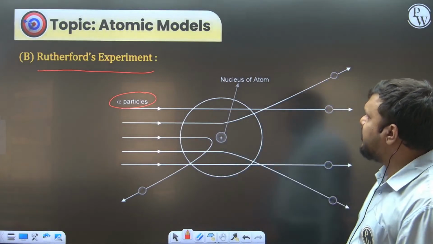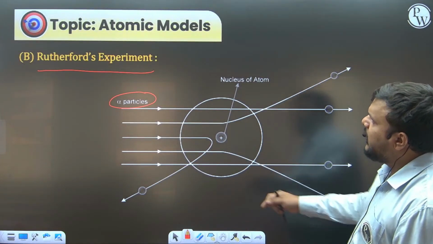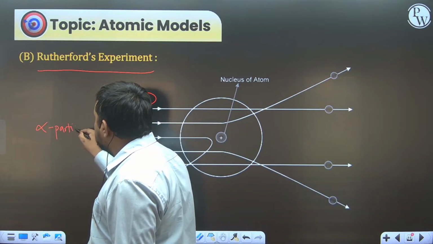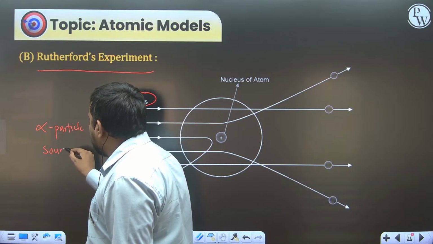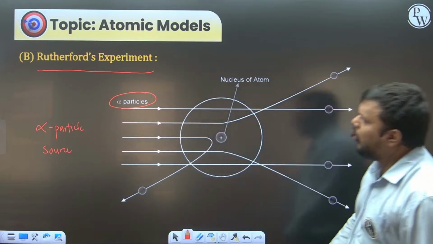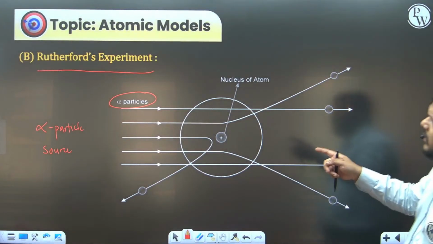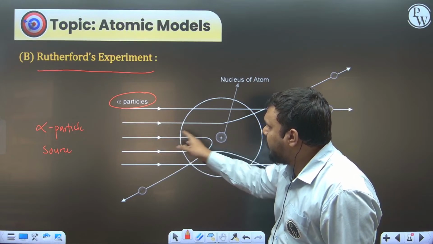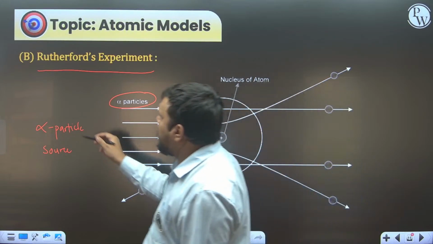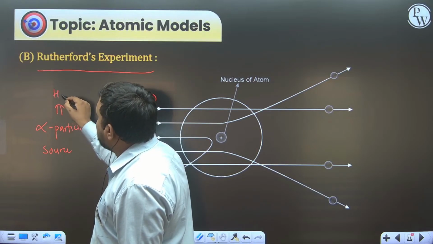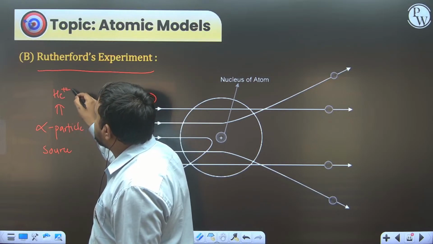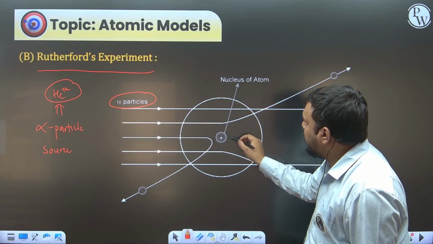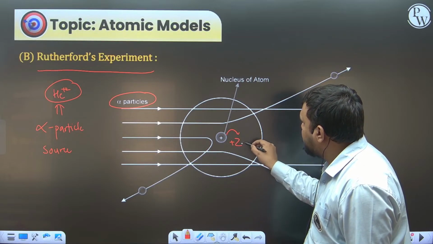And what were the observations we are going to see over here? He had an alpha particle source over here, and he bombarded alpha particles on the thin gold foil, and you can see what happened. In 20,000, one alpha particle got rebounded. See why this happened? Because an alpha particle is nothing but a helium plus 2 ion. It is a positive charge ion.